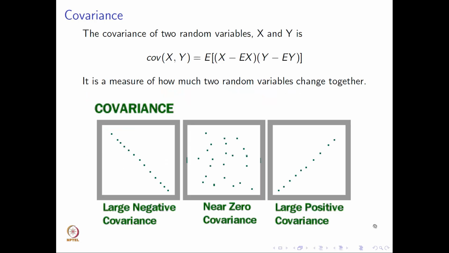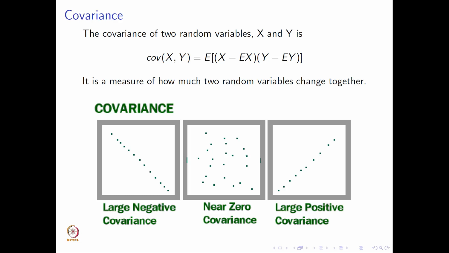The covariance of two random variables x and y is covariance of x comma y equals expectation of (x minus expectation of x) times (y minus expectation of y). Remember that the variance of a random variable x is nothing but the second central moment. Thus, the variance of a random variable measures the amount of separation in the values of the random variable when compared to the mean of the random variable.